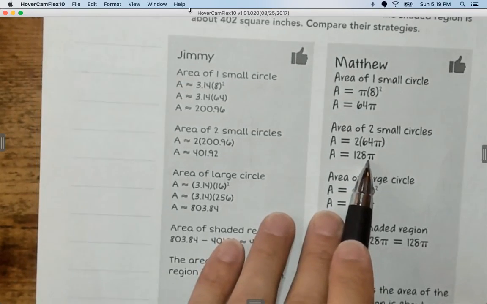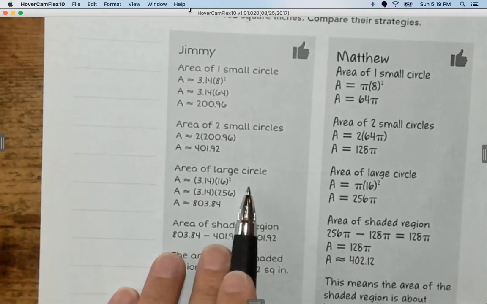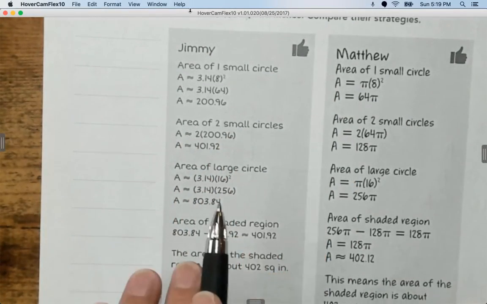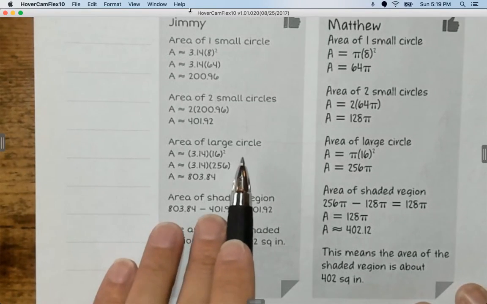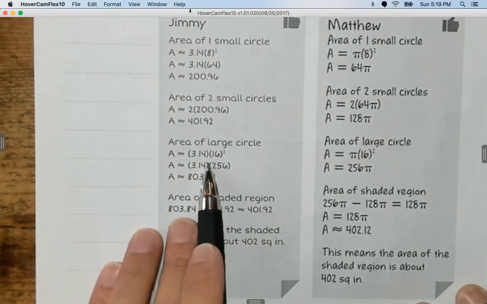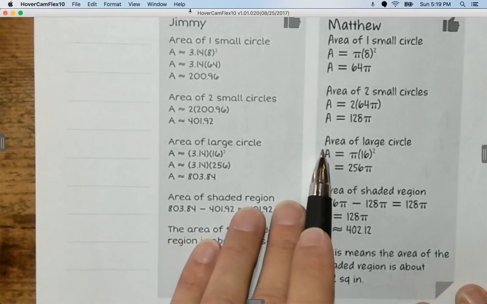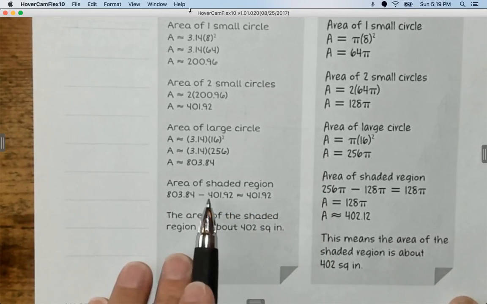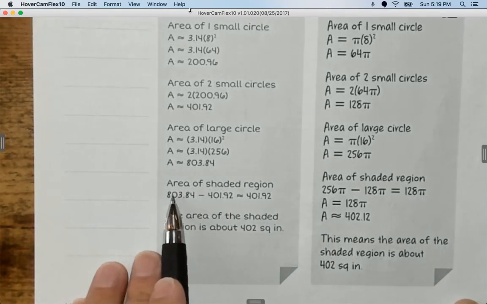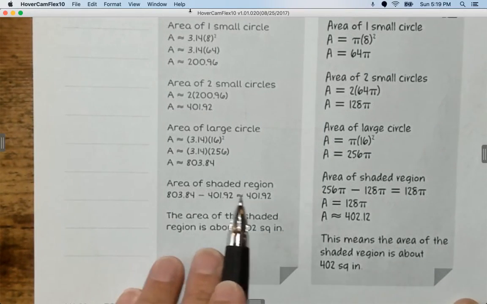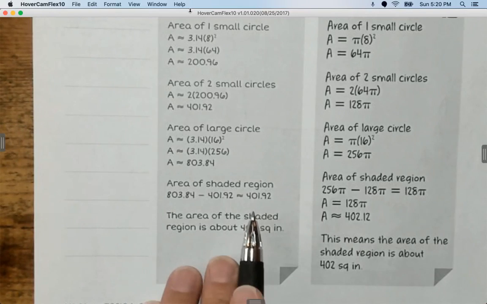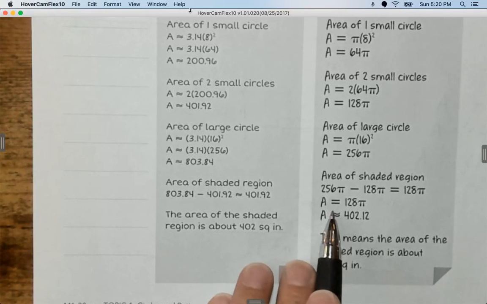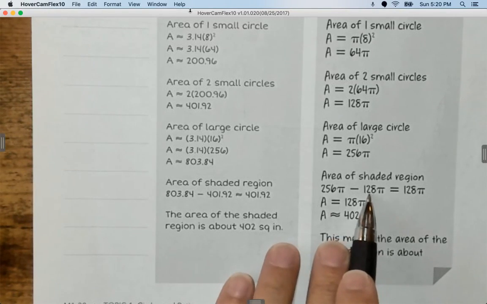Next, they found the area of the larger circle, so they both found the same thing: small circle, 2 small circles, the large circle. The only difference I'm seeing is that Jimmy is using the approximation of 3.14 for pi, and Matthew is just using the symbol for pi and keeping it the same. Then Jimmy subtracted the 2 unshaded smaller ones from the larger one to get his answer, about that many inches squared. And for Matthew, in the last part, he subtracted the 2 smaller unshaded circles from the larger circle to get that answer.